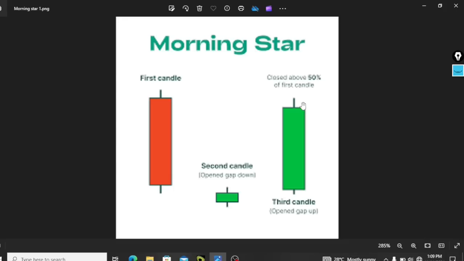3 candles composed of 1 red candle, 1 doji candle, and 1 green candle that is able to close above the 50% of the body of the first candle. So that is a morning star for you, and then get used to it and be able to trade it anytime, any day, so that you make your gain at ease.